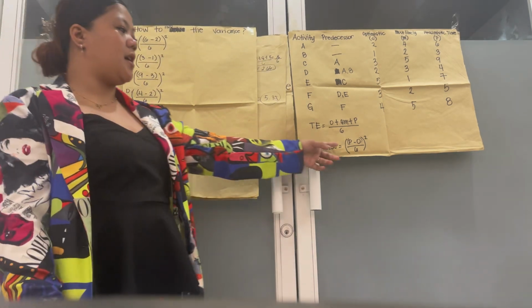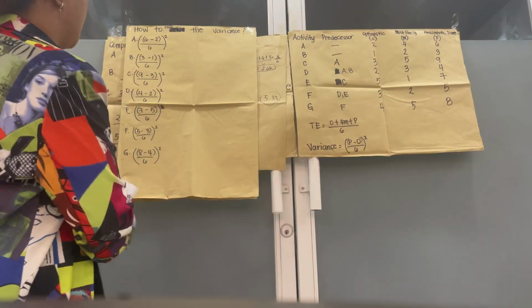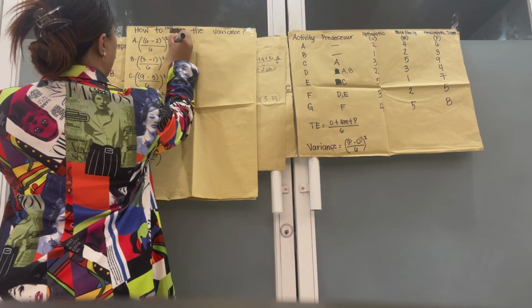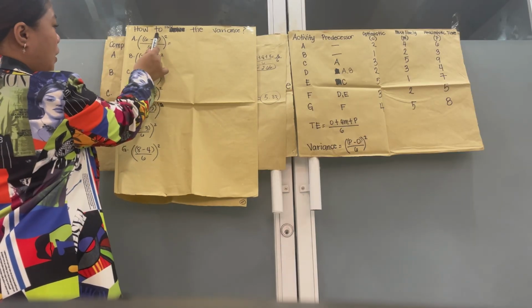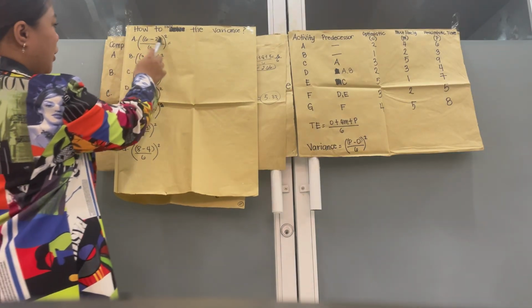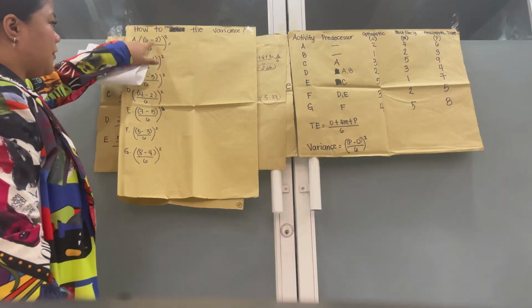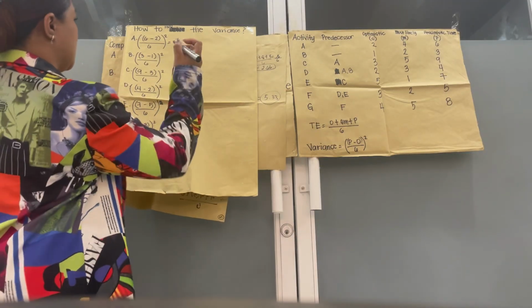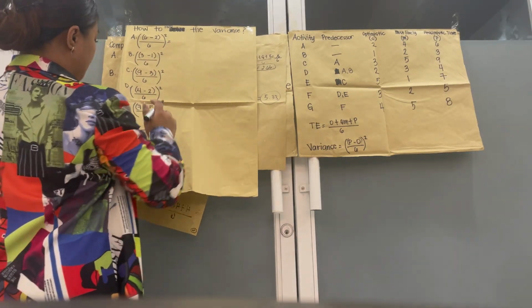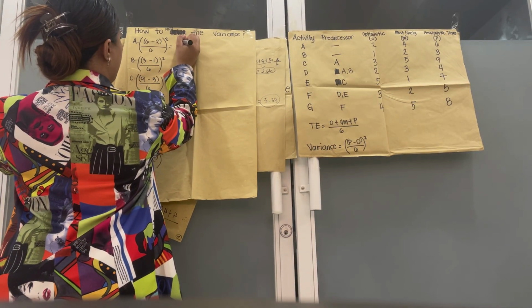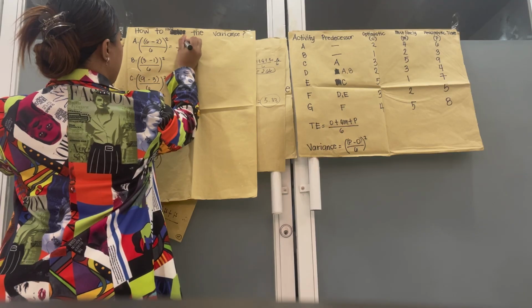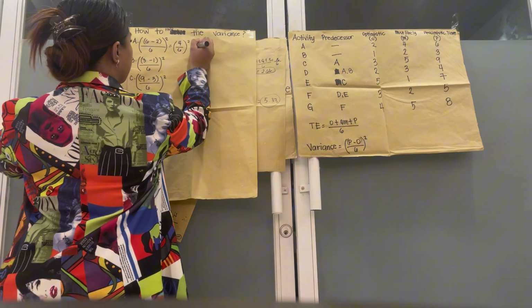So this is the formula. So for A, what you need to do first is to compute the open and close parentheses before you compute the division and also the multiplication. So 6 is 4 minus 6, so then comes 6 is 2.